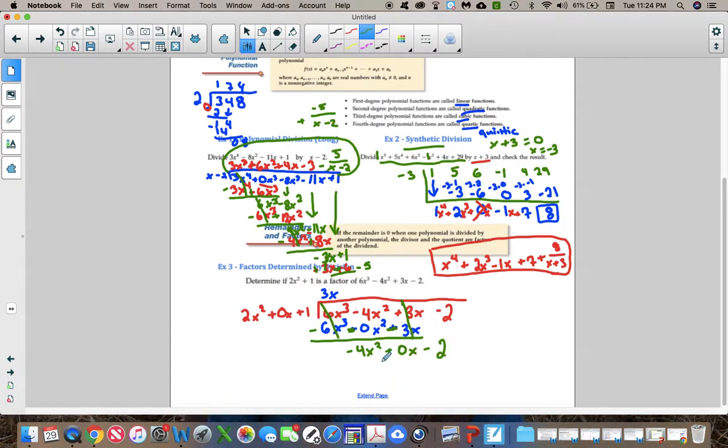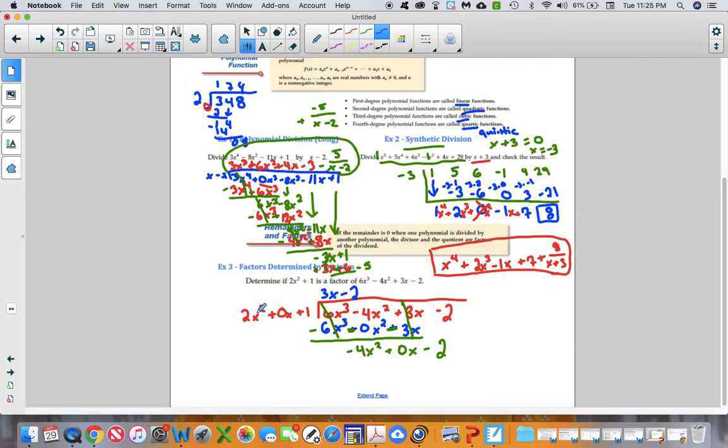And let's do this maybe one more time. So what do I multiply by 2x squared to get negative 4x squared? Okay, so 2 to get negative 4, I would have to multiply by negative 2. Okay, and then x squared, to get x squared, I don't need any more x's, so I'm just going to multiply by negative 2. So negative 2 times 2x squared is negative 4x squared. Okay, and then negative 2 times 0x is still 0x. And negative 2 times 1 is negative 2.